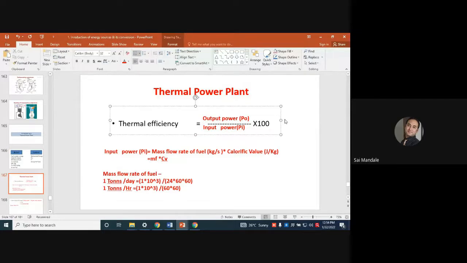So it is multiplied by 100. In order to calculate the performance of the power plant, we have to calculate its efficiency, and the formula for the thermal efficiency is output power upon input power into 100, as it is calculated in terms of percentage. Okay, right now I told you input power is equal to mass flow rate, that is mF into CV. But when we are calculating this, we have to focus on the consumption of fuel in terms of kg per second, and the calorific value is in joules per kg, mF into CV. Now there is a simple unit conversion.